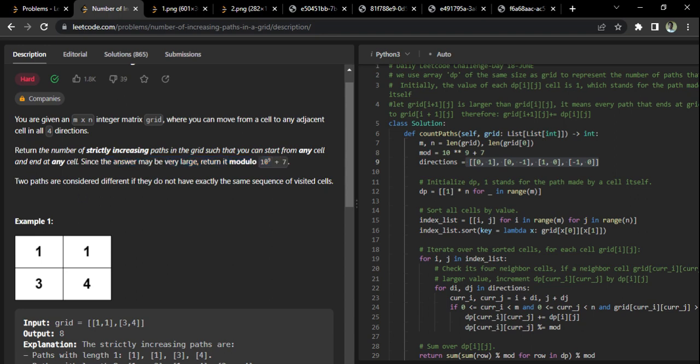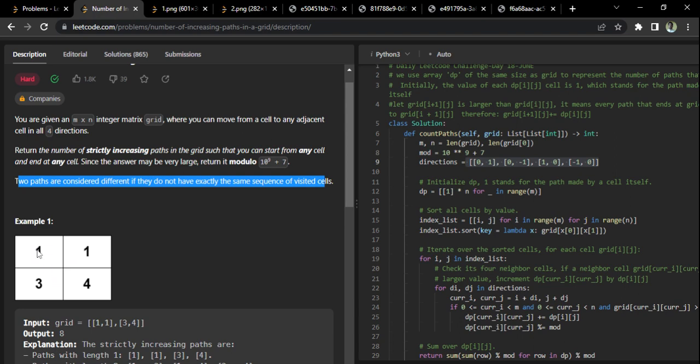Now comes the important part. Two paths are considered different if they do not have exactly the same sequence of visited cells. Same sequence of visited cells. So, for example, 1, 1, 4 is different from 1, 1, 3. That's what it is.